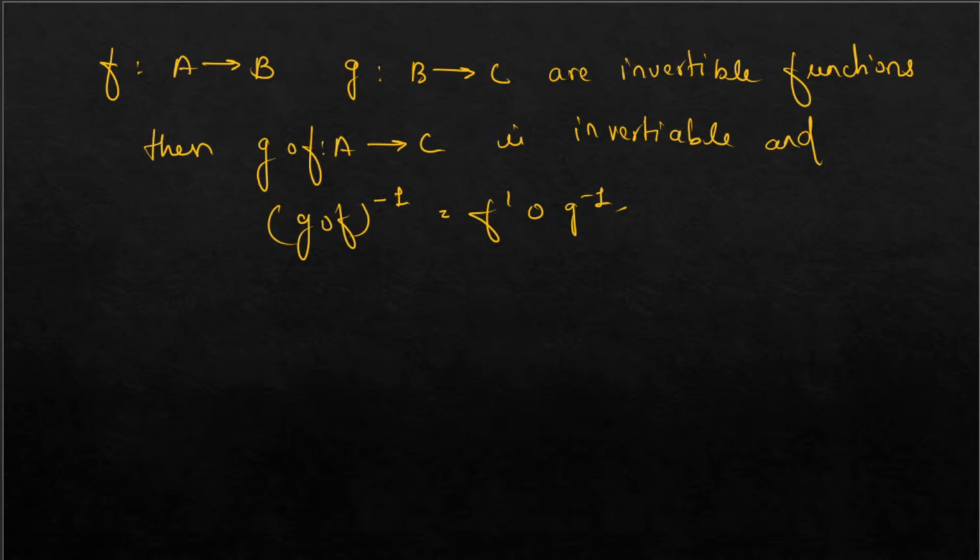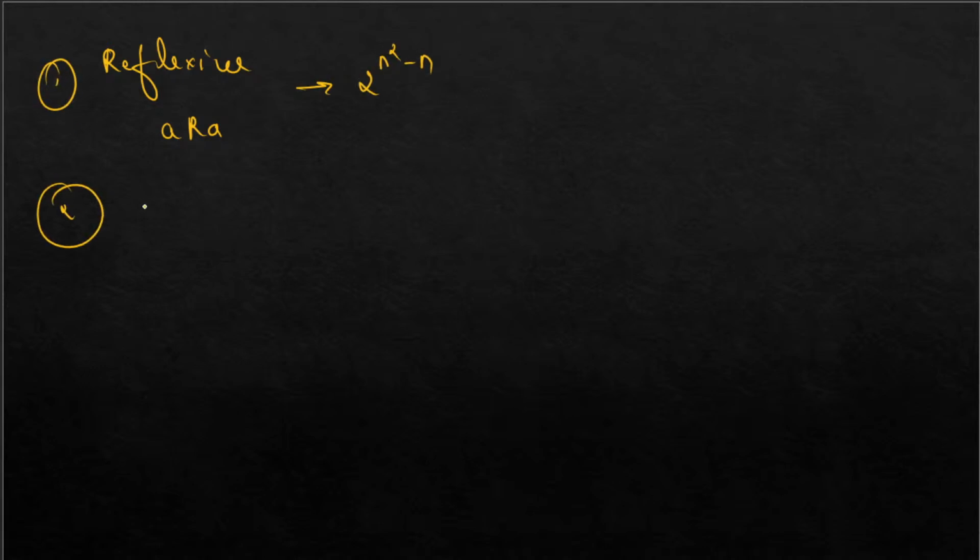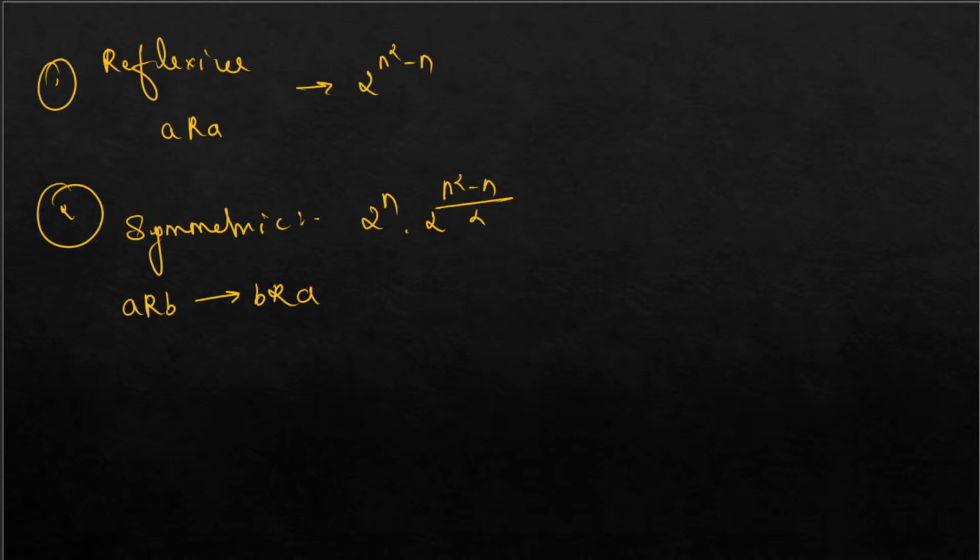Okay, so let's see reflexive. So it's R, a relation a, and the number of such relations is 2 to the power n square minus n. Second is symmetric. A relation B implies B relation with A. Okay, which is 2 to the power (n square minus n) by 2.